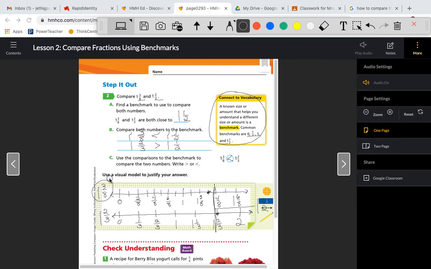Now, I want you to complete check understanding on your own. So you're going to pause the video and you're going to complete 1, 2, 3, and 4 on your own. Then you're going to turn the video back on to check your answers.